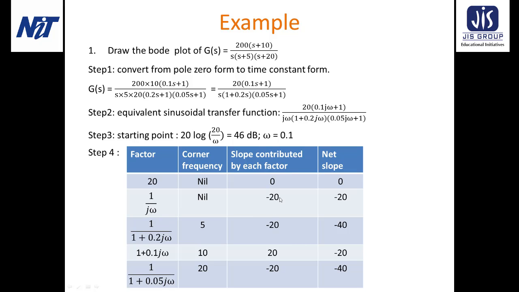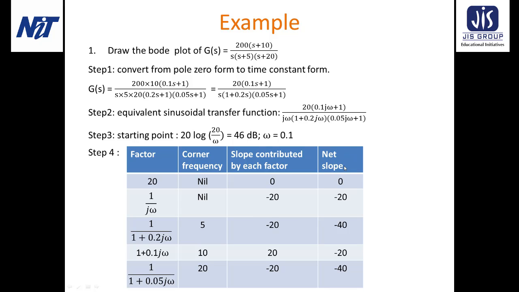Next, this term is also at denominator, that is it represents a pole. So for a pole the slope will be minus 20. It represents a 0, and for a 0 the slope will be plus 20, and again it represents a single pole, then it will give the minus 20 dB per decade slope, and the unit of this is 20 dB per decade.